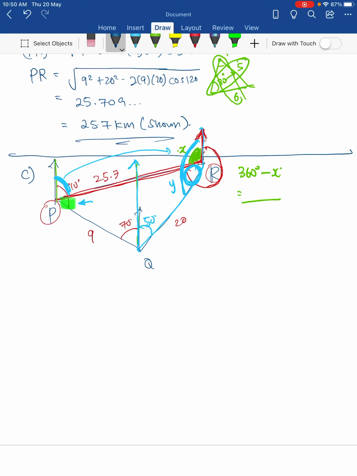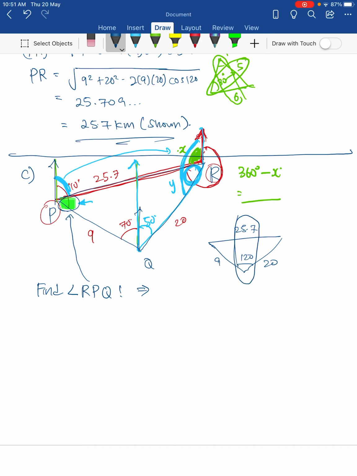So how do we solve the angle highlighted in green? Find angle RPQ, which is this angle. To find this we need to use the sine rule. Why sine rule? Let me redraw that. You have 20, you have 120, we have 25.7, we have 9 here. So now we have a pair. What we need to do is find this, so I need this pair.